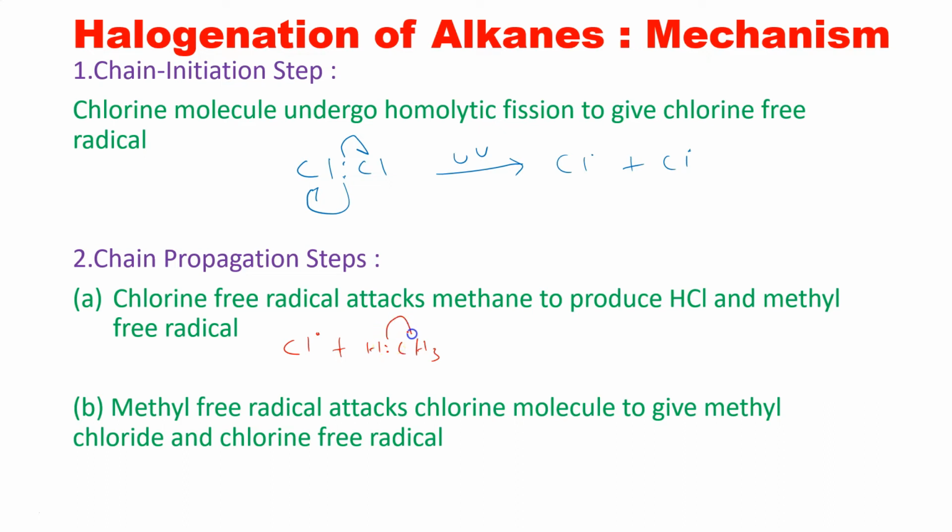I will write that an electron is transferred on the methyl to form a free radical, and one electron is transferred on hydrogen to form a free radical. After that there is formation of HCl. This methyl free radical now comes to chain propagation step 2, that is, the methyl free radical attacks the chlorine molecule to give methyl chloride and a chlorine free radical.